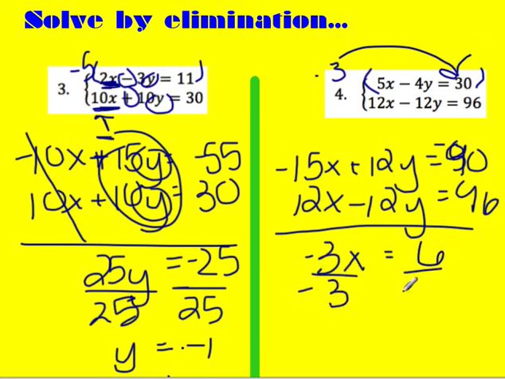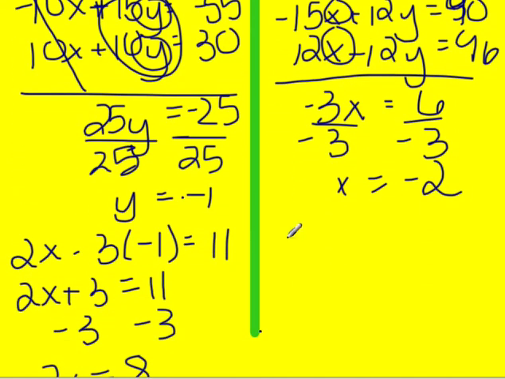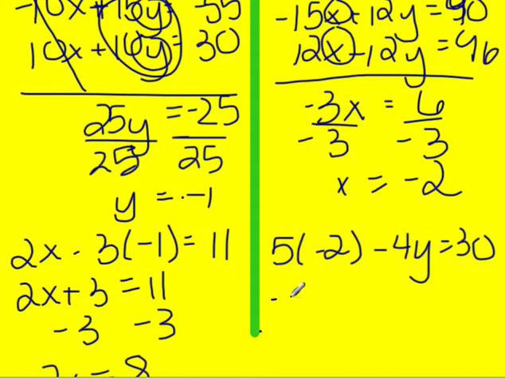So then you're going to divide both sides by a negative 3, and you end up getting that x is equal to a negative 2. And we can plug that into any of them. I'm going to plug it into the original top. So I take x out and I put negative 2 in instead. Minus 4y is equal to 30. So then I get negative 10 minus 4y is equal to 30.